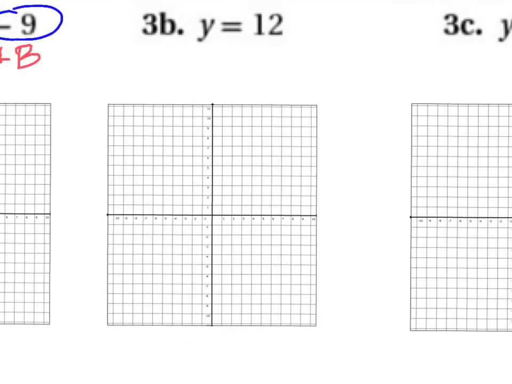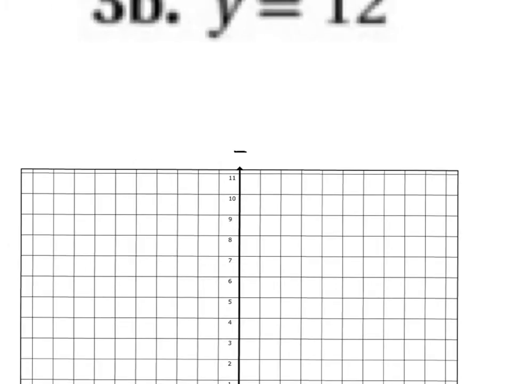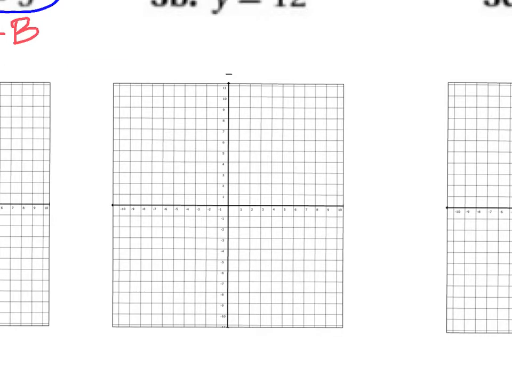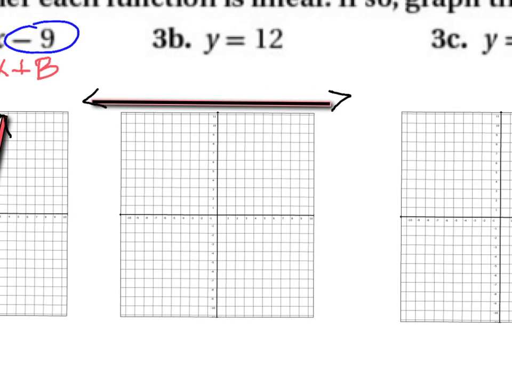Next one is 3b, y equals 12. Y equals 12. That is a horizontal line through 12 on the y-axis. Well, if you'll notice on this graph, it goes up to 11, so I simply have to make another hash mark up there, and then I will create the line through the graph. It's going to look like this. Move it into place. Arrows, arrows. That is y equals 12.